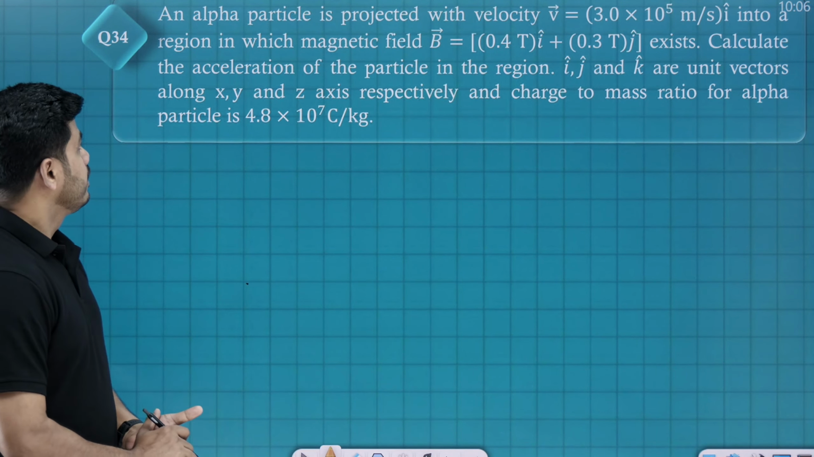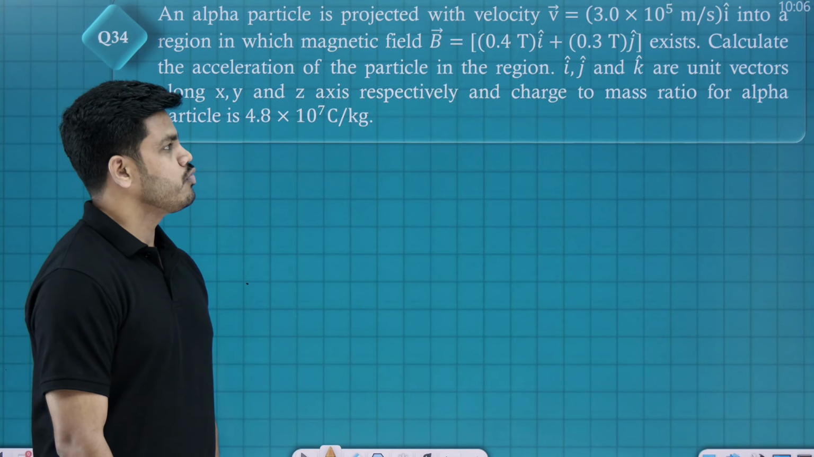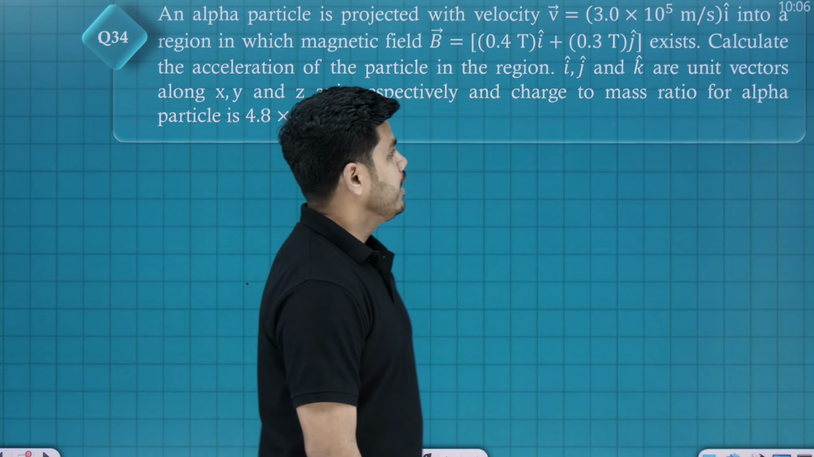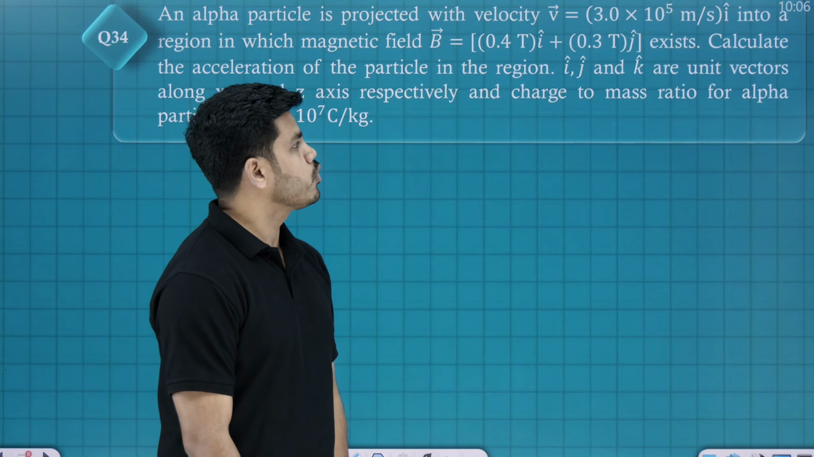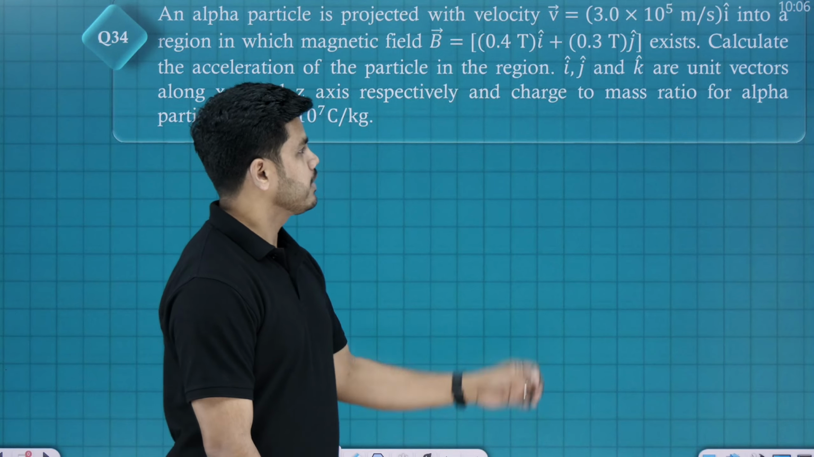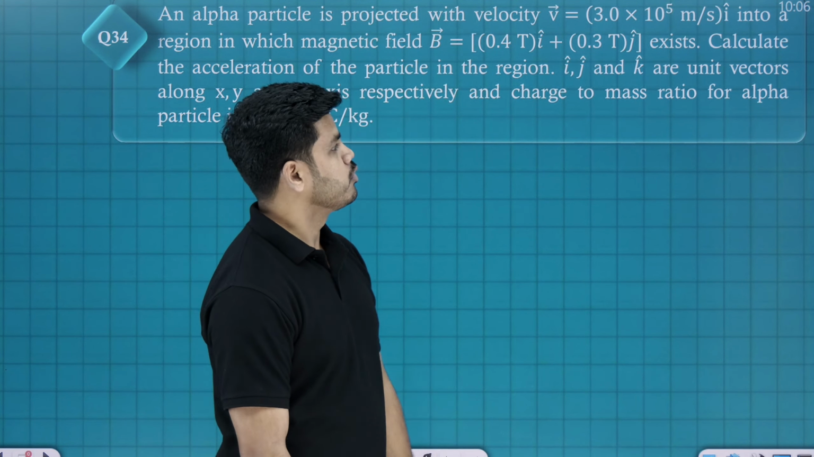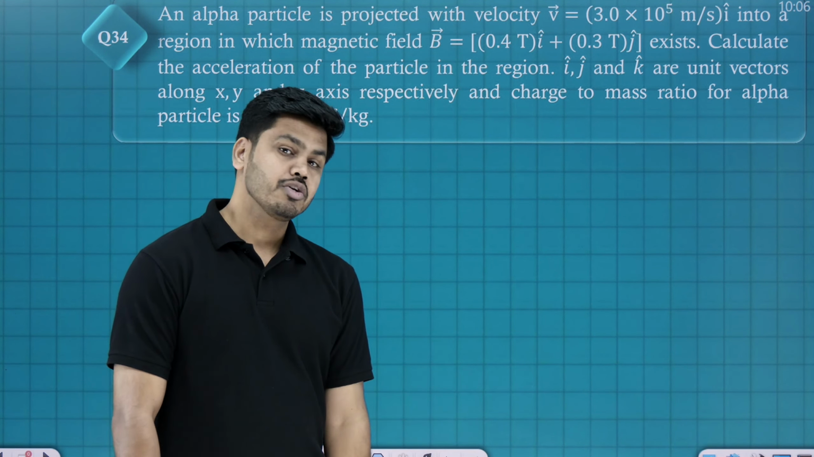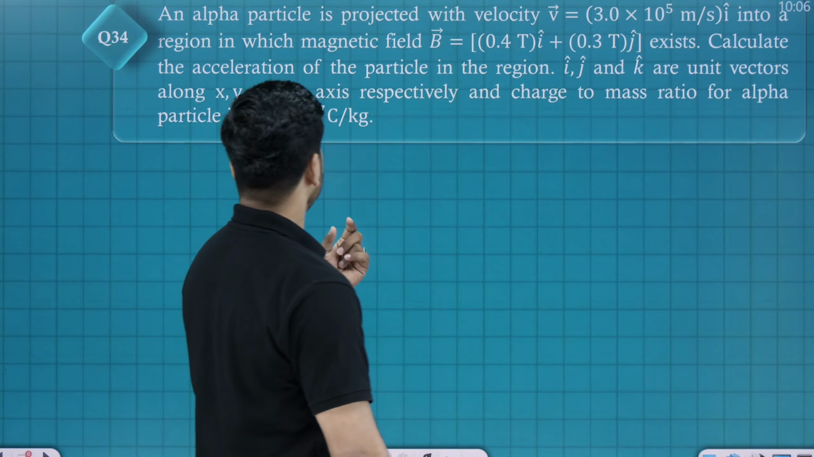We have a question given. An alpha particle is projected with a velocity v = 3 × 10^5 m/s î, velocity is given in the vector form, into a region in which magnetic field B is 0.4 T î + 0.3 T ĵ. So both velocity and magnetic field are given in the vector form. Calculate the acceleration of the particle in the region. You're asked to calculate the acceleration of the particle. î, ĵ, k̂ are the unit vectors along x, y and z axis.